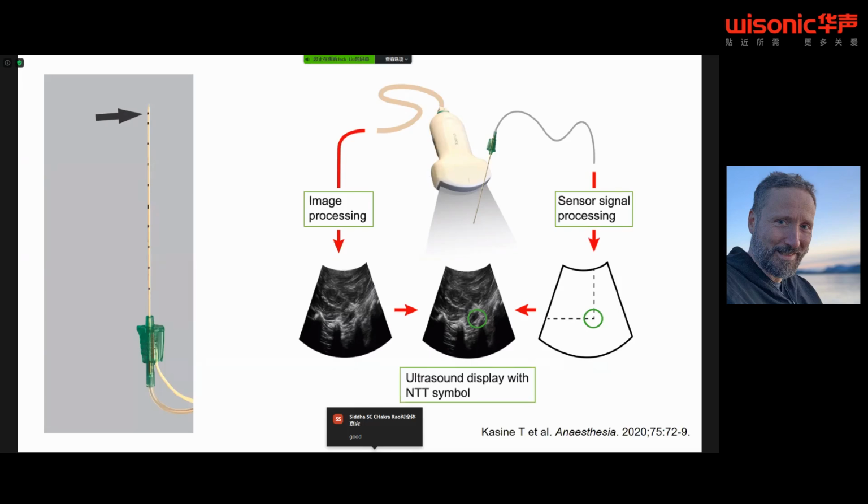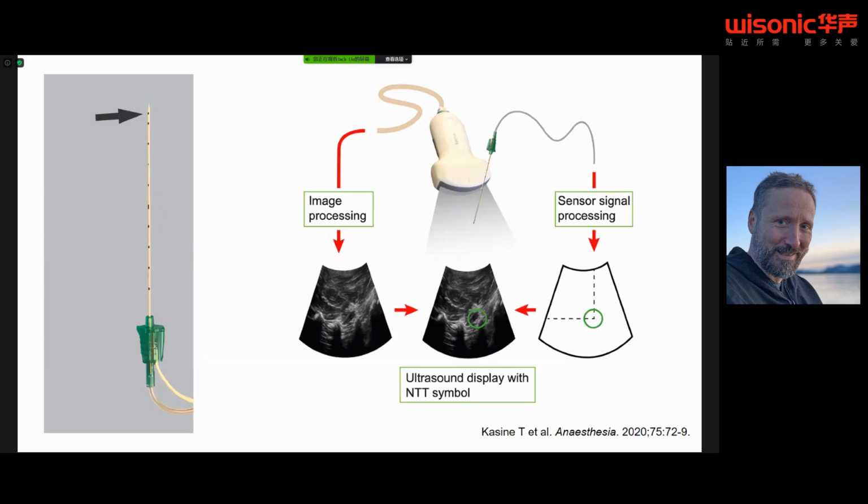The sensor can pick up ultrasound waves that are transmitted by the ultrasound transducer, and by an integrated software, the signal can be processed and the exact position of the needle tip can be indicated in an ultrasound image. And the needle tip position is then indicated by a green circle.